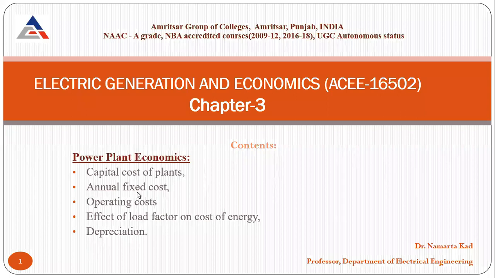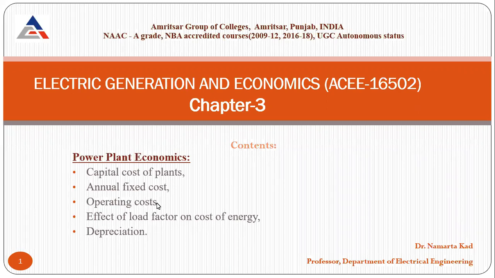Next is the annual fixed cost. Annual means yearly, okay? Yearly fixed cost. Under this also come the different taxes, insurance, and depreciation that must remain fixed for each and every type of power plant. And it depends upon the type of power plant, whether it is hydro, nuclear, or thermal, like this.